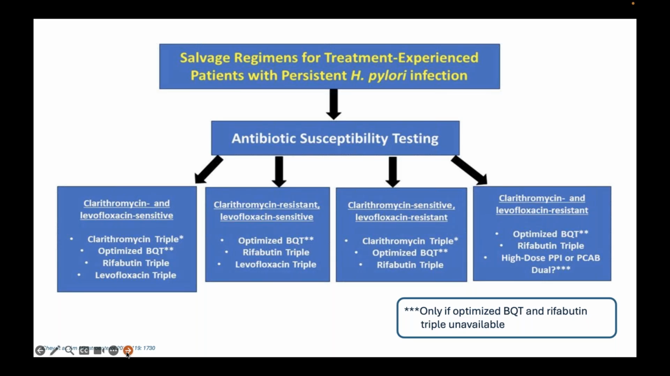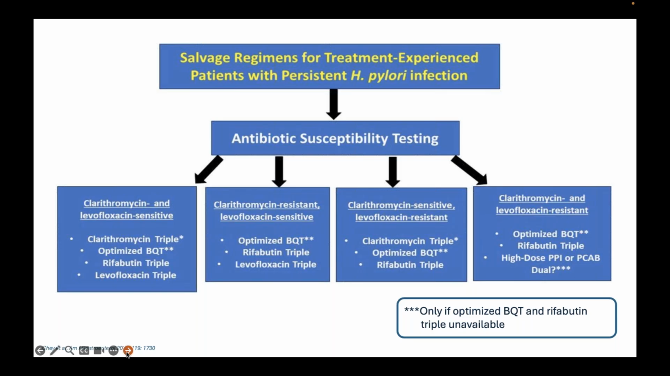So we would reserve levofloxacin triple therapy if there were no alternatives available. Moving along, if the bug is sensitive to clarithromycin but resistant to levofloxacin, then again, clarithromycin triple therapy would be appropriate in that situation, but so too would optimized bismuth quadruple therapy and rifabutin triple therapy.